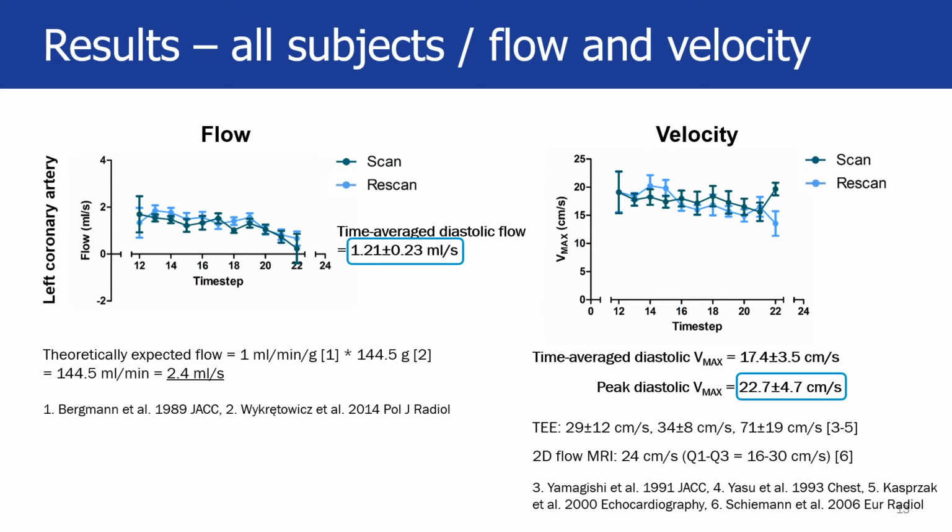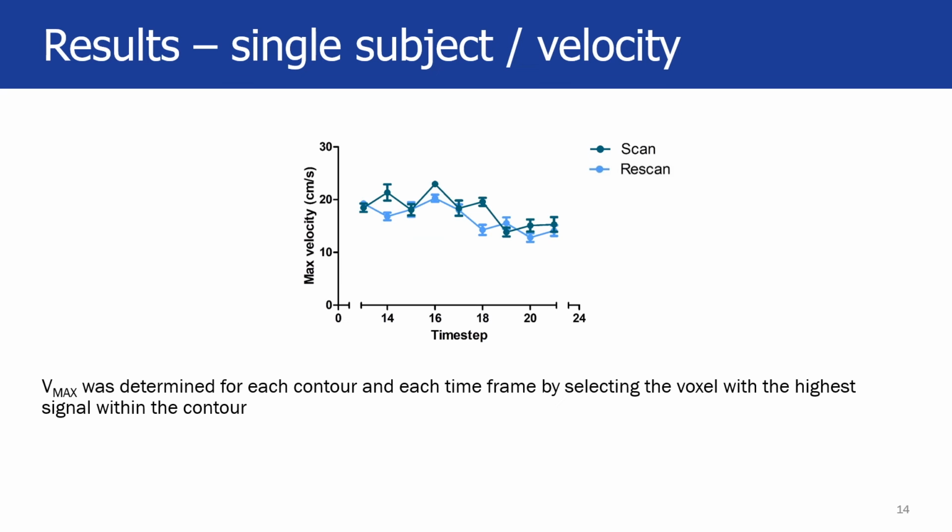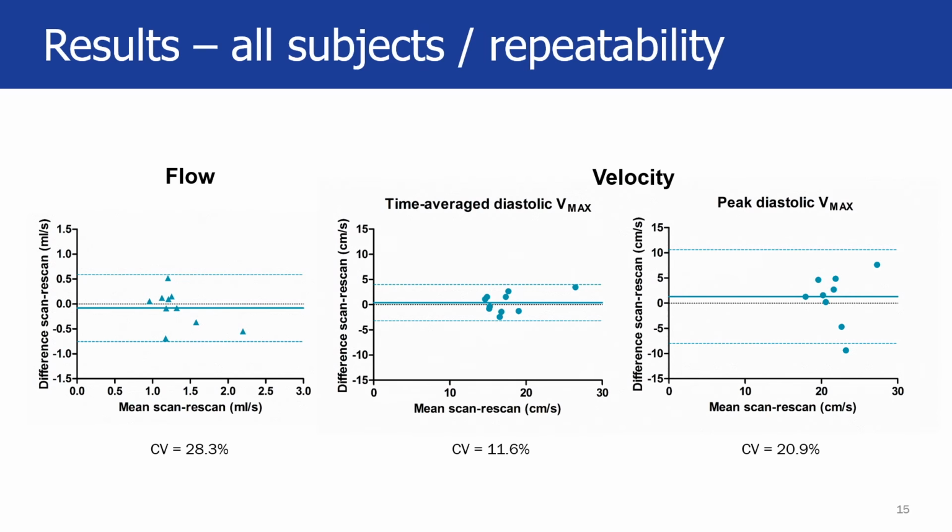Now you may wonder how this maximal velocity was determined. I will show that for a single subject. So on the y-axis, the maximal velocity, or Vmax. And we determined Vmax for each of the 5 measurement contours and each time frame by selecting the voxel with the highest signal within the contour. We here see a scan and a rescan curve, and the error bars indicate the variation over the contours. Now, from these curves, we determined the peak diastolic Vmax and the time average diastolic Vmax. Then, looking at scan-rescan repeatability, some Bland-Altman plots with coefficients of variation below.